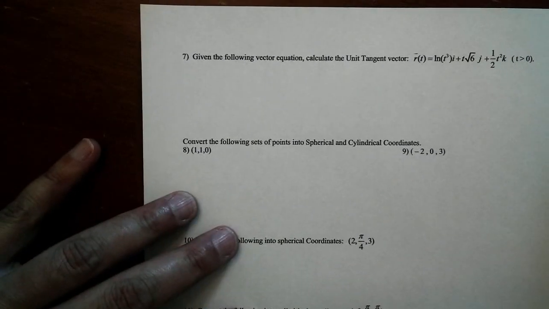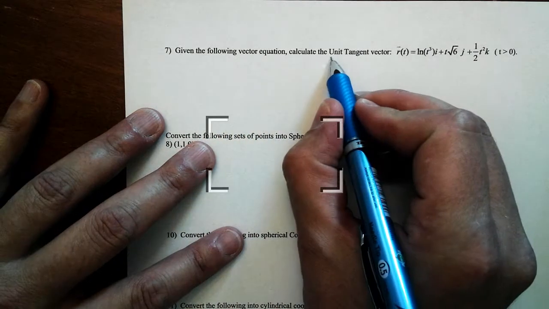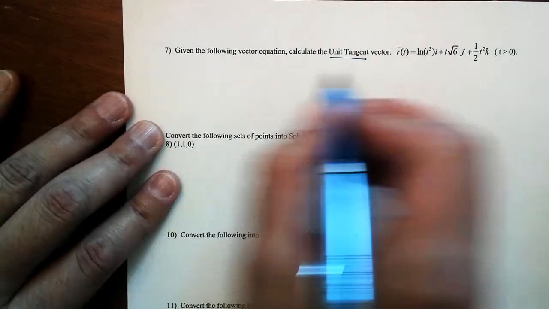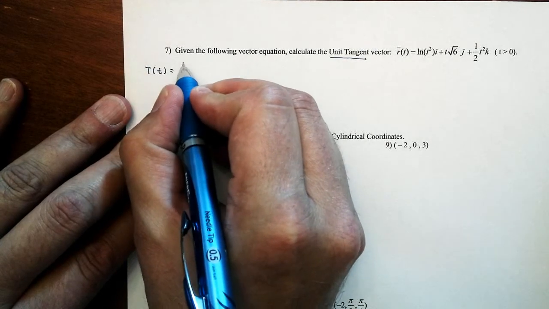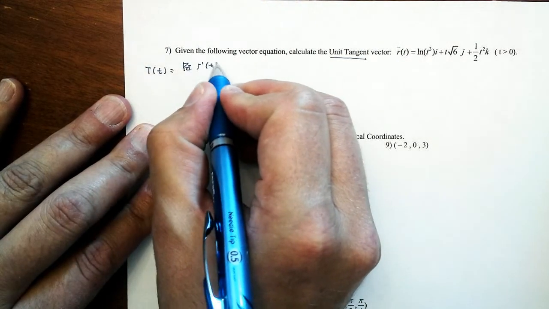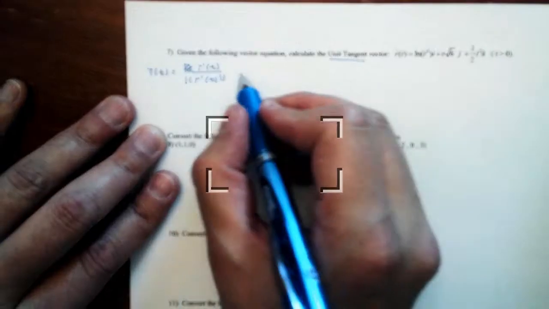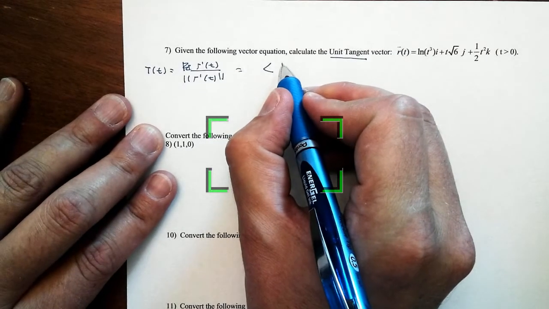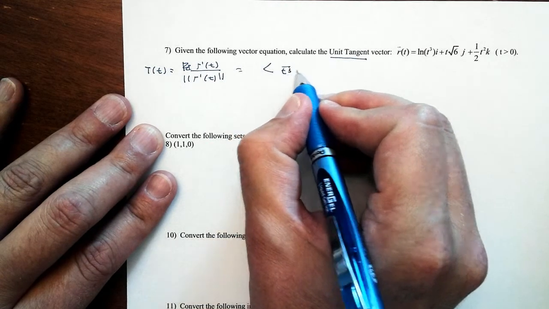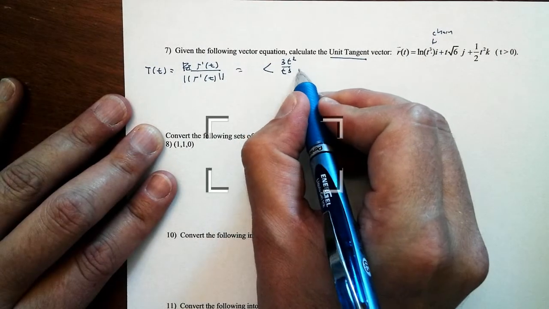If we look at a question like number 7 now, we're asked, given the following vector equations, to write the unit tangent vector. It's pretty nasty. Remember, to get the unit tangent vector, this is just r prime of t divided by the magnitude of r prime of t. So we're going to just take the derivative, and be careful with the natural log. This becomes 1 over t cubed. Don't forget there's a chain rule there, so I'm going to multiply that by 3t squared, comma.